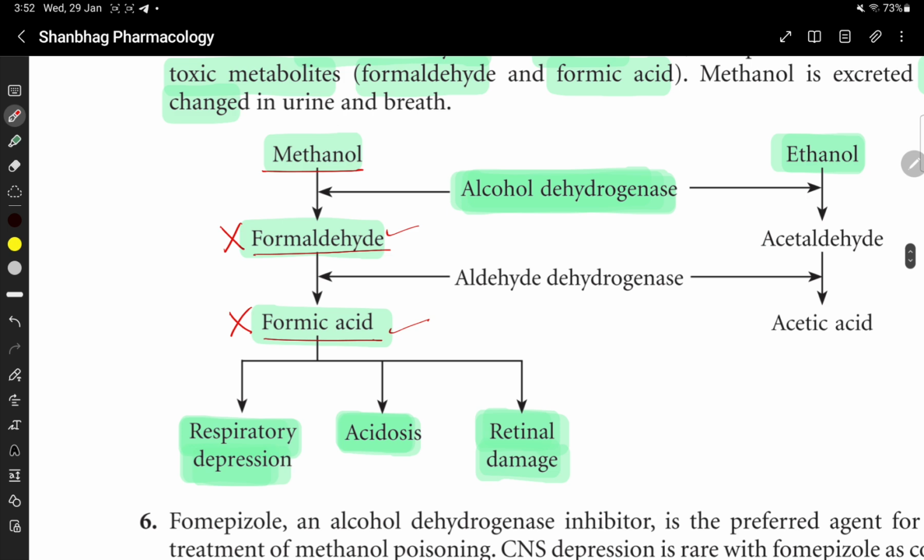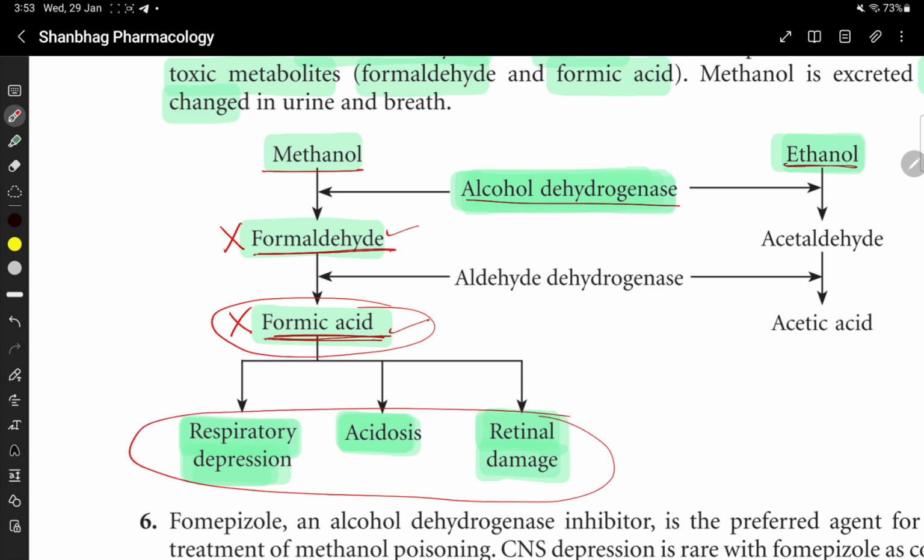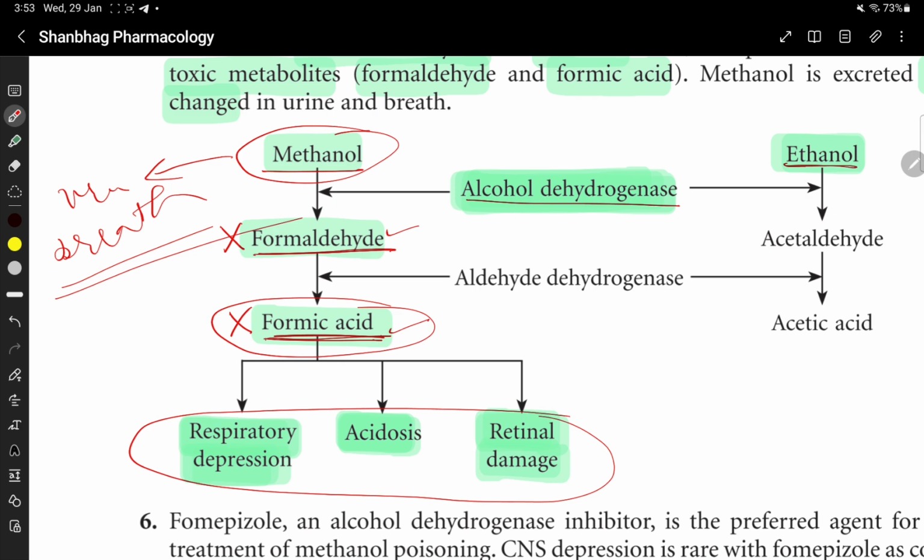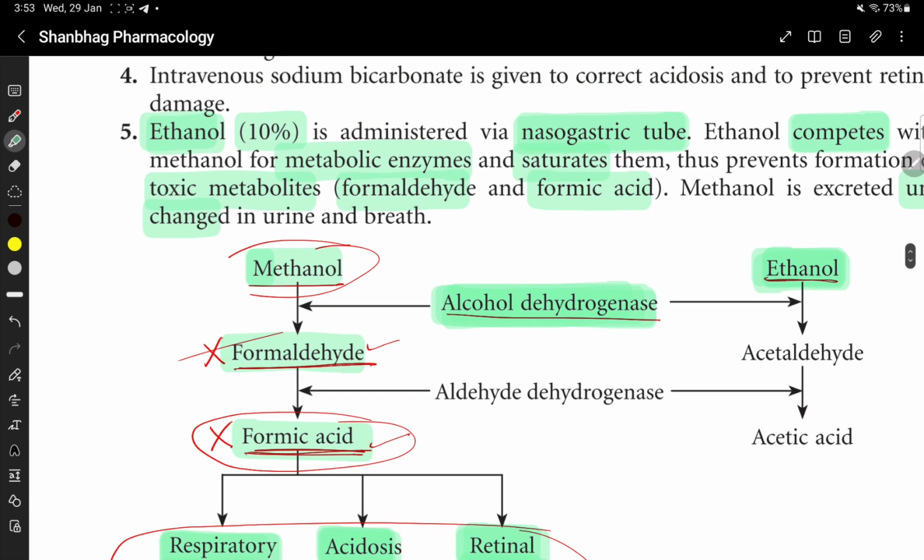Okay. So if we use ethanol, the enzyme will be inhibited. ठीक है, जिसके कारण फॉर्मल्डिहाइड और फॉर्मिक एसिड विल नॉट बी फॉर्म्ड. तो अगर ये टॉक्सिक मेटाबोलाइट बन ही नहीं रहे हैं तो ये सारे सिम्टम्स होंगे ही नहीं. और मिथनॉल जो है इट विल बी एक्सक्रीटेड इन यूरिन एंड ब्रेथ. ठीक है. So that's why we use ethanol in the treatment of methanol poisoning.